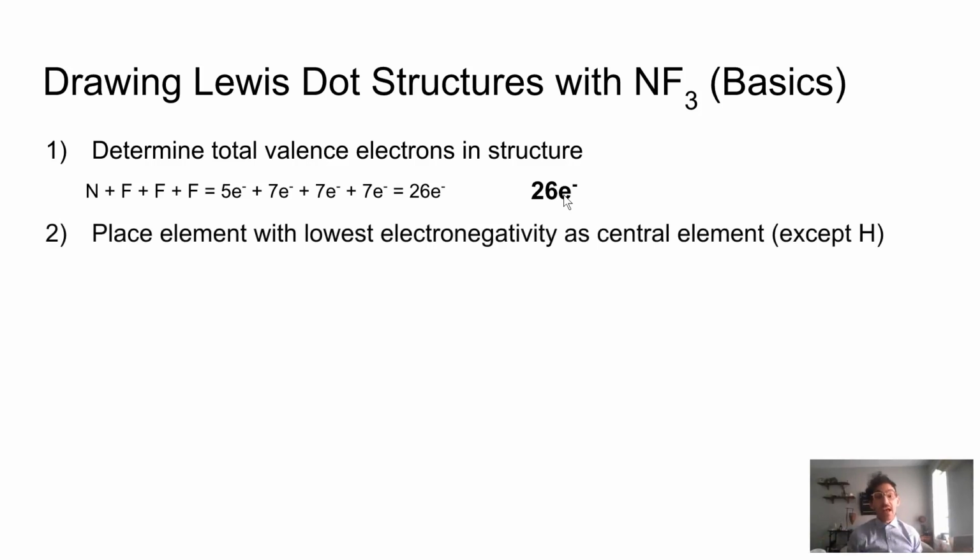So next, we're going to place the element with the lowest electronegativity as the central atom, except for hydrogen. Hydrogen's pretty much never going to go in the middle. And so in this group, nitrogen has the lowest electronegativity. You can also usually say the one with the fewest valence electrons will go in the middle, except hydrogen. So I can put that down in my structure. I'm going to draw my structure over here.